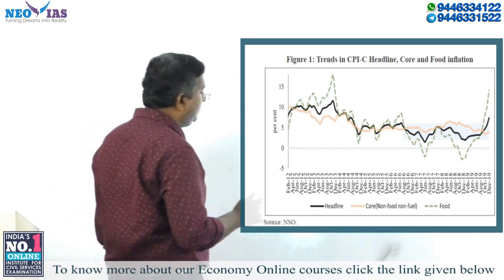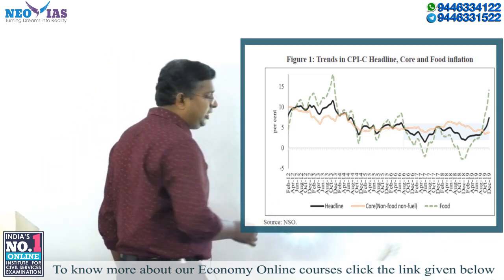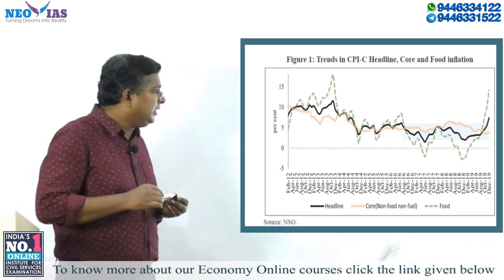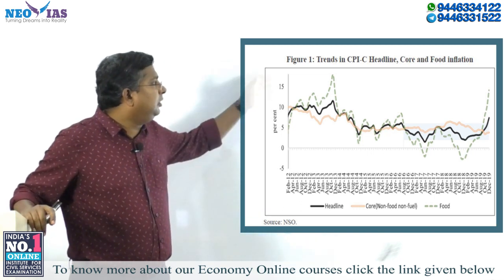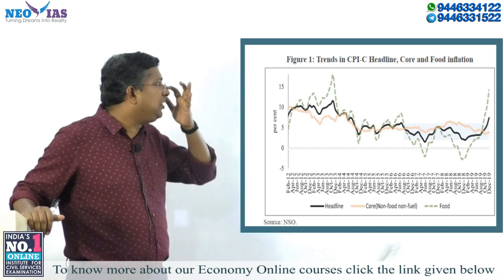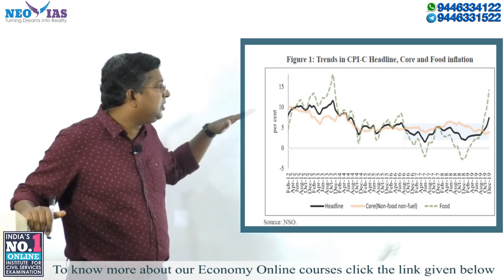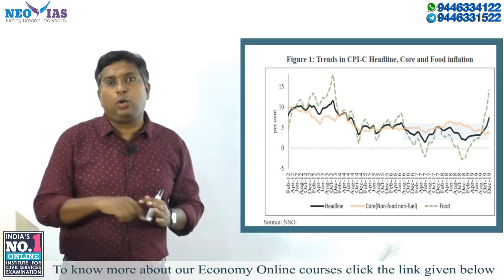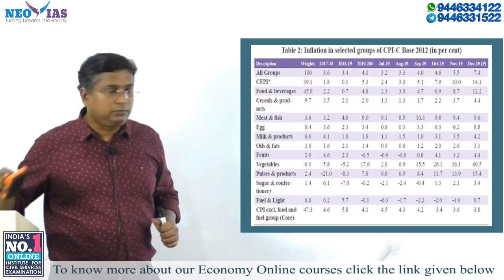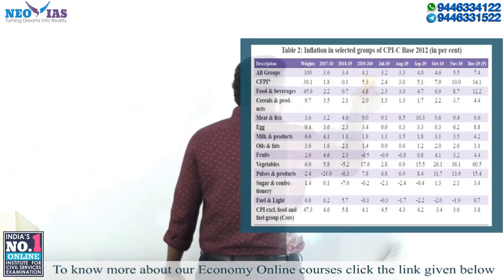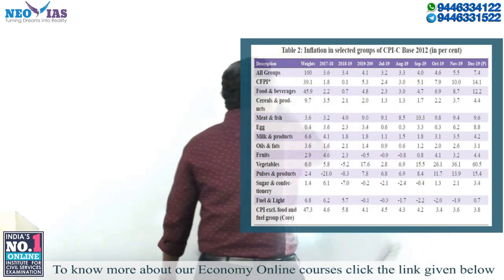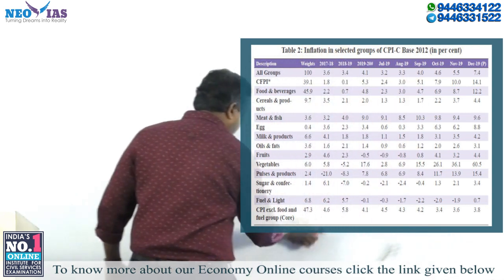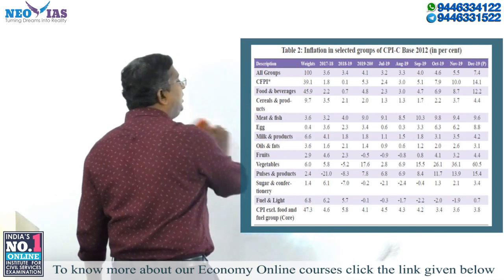Okay. And see, who releases this data? NSO, National Statistical Office. Just for your understanding. Comparing food inflation, core inflation and headline inflation, the most stable one is core inflation. Now, this figure is very, very important. The facts are not important for us, but the trend is important for us.